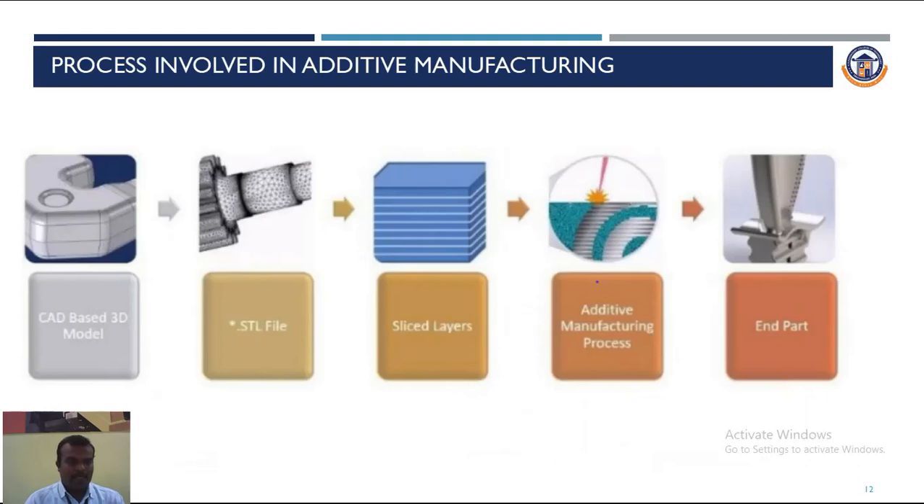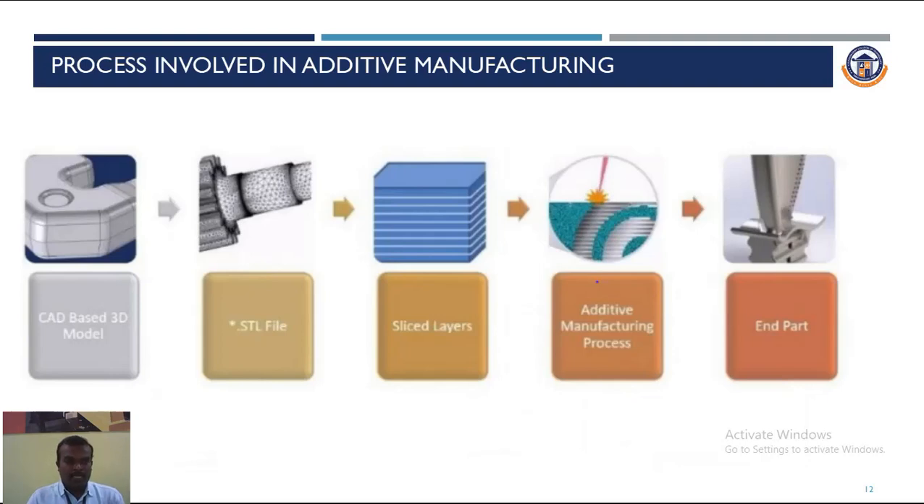The first thing is to create a CAD model. Based on our requirement, we can create a CAD model using modeling software like Creo, CATIA, and Fusion 360, or open source software like Blender. Any 3D modeling software can be used. After that, the created model will be converted into an STL format, that is .stl, which stands for stereolithography file format.